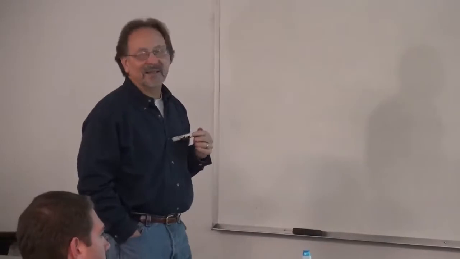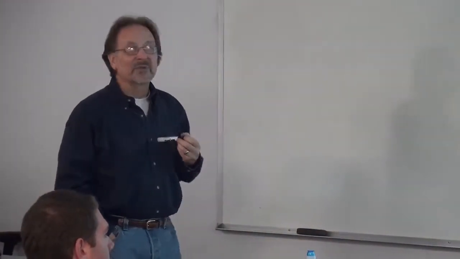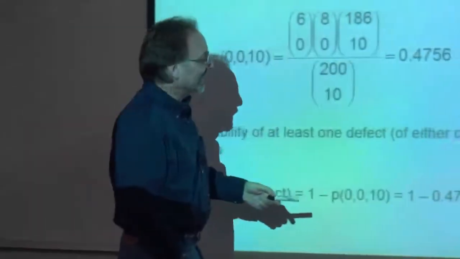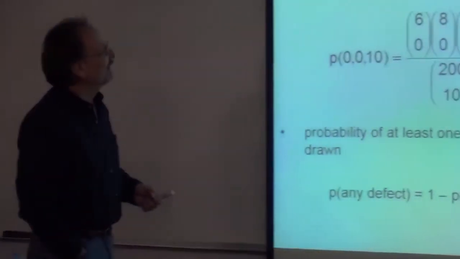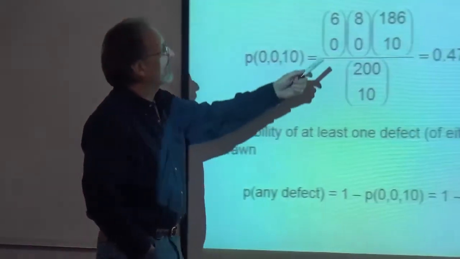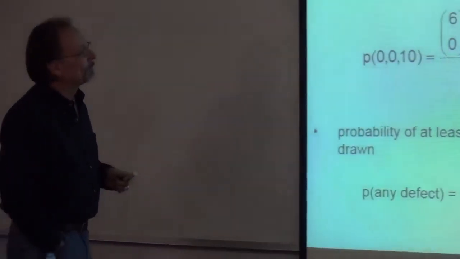Now that's not a bad probability though, because that means that I have slightly less than 50-50 chance. The probability of getting some with some defect is the complement of that. So I have slightly higher probability of getting some defect when I draw them out of that, even though 186 of them are good, and only 14 of them have a defect of some kind. I still have a better than 50-50 chance of getting one of those 14 that are bad in some way.